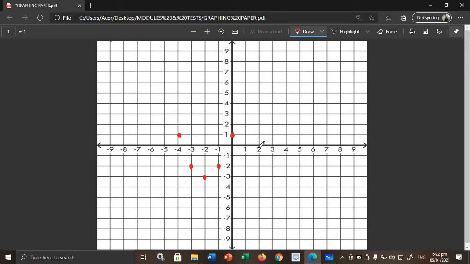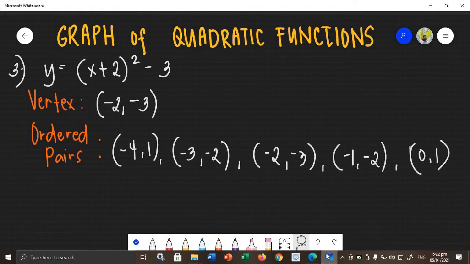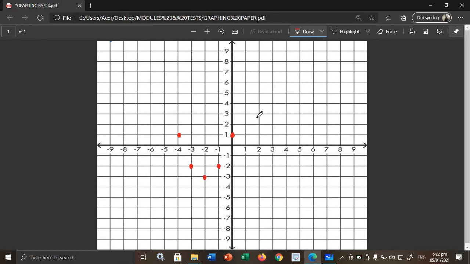So yeah, and then right after natin ma-plot yung points, we need to connect the points and observe kung tama ba yung graph. So, yung direction ng parabola na sinulat natin kanina is upwards kasi yung value ng a natin in this given is positive. So, the graph should open upwards. So, in this case, if we connect these points, upwards ba? Yes. So, it will open upwards.